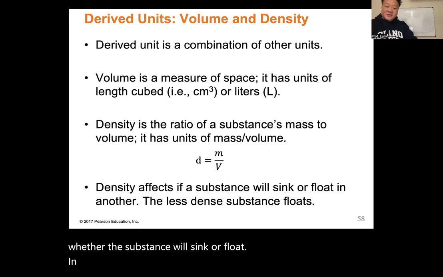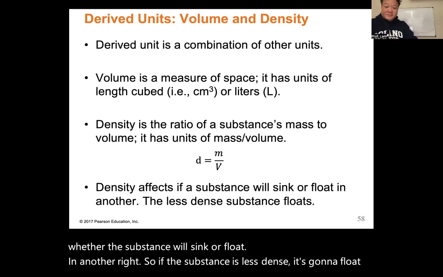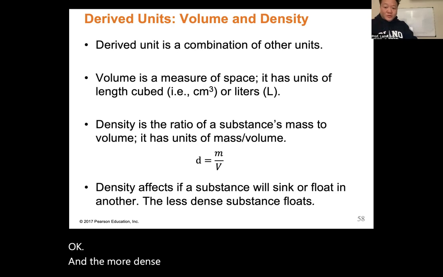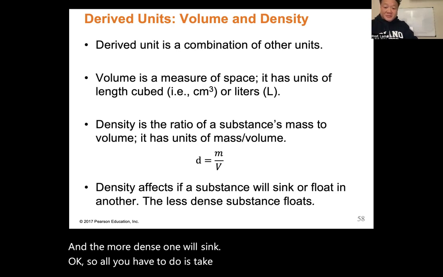So if the substance is less dense, it's gonna float, okay? And the more dense one will sink. Okay, so all you have to do is take the object's mass and you divide by the object's volume.